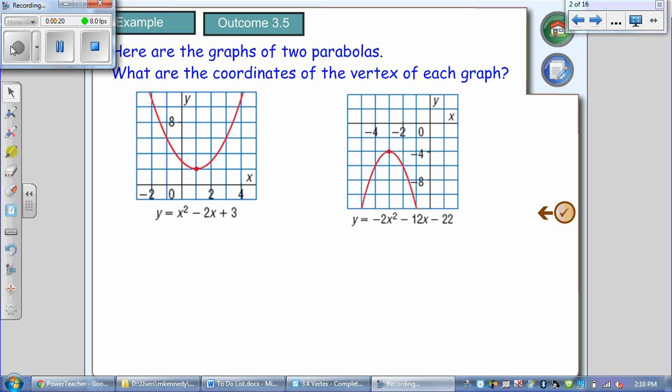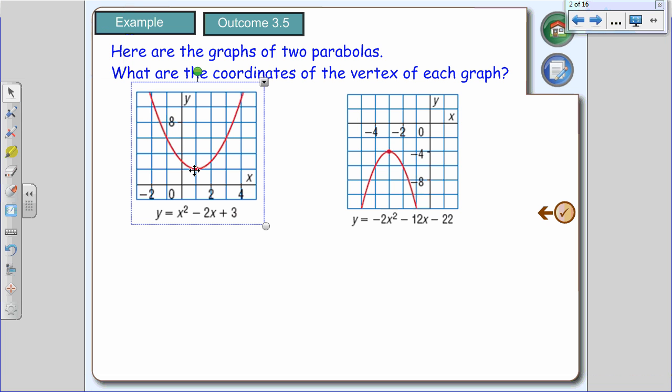Where's the vertex of this first graph? The vertex. It's 1, 1. It's right here. Okay, this isn't going to fly with me today. The vertex is at 1, 1. Where's the vertex of the other one?